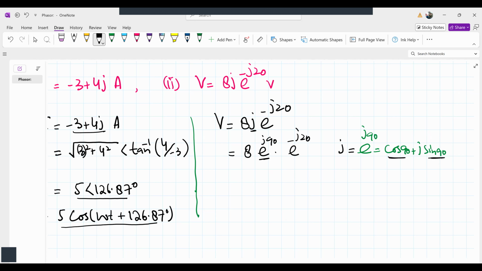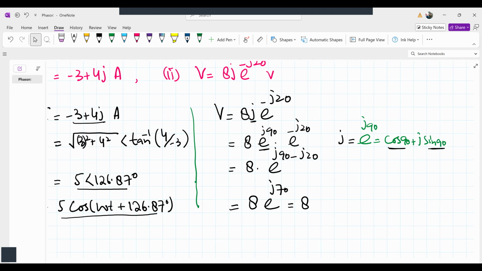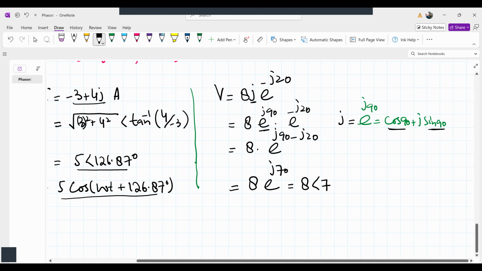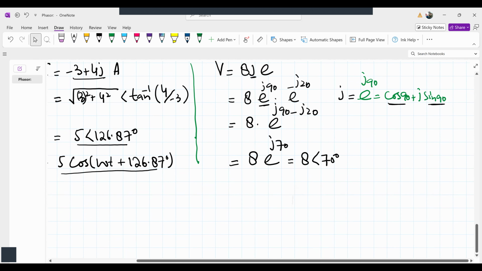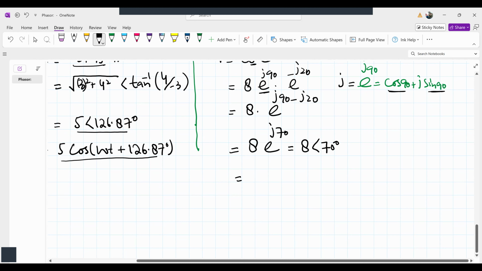Okay. So now bases are same, so add the powers. We'll write it as j 90 minus j 20. So 90j minus 20j is 70j. So we can write it as e to the power of j 70. This is the Euler form, we can write it in the polar form as 70 degrees. So now this is our voltage phasor. Voltage phasor is 8 at an angle of 70.